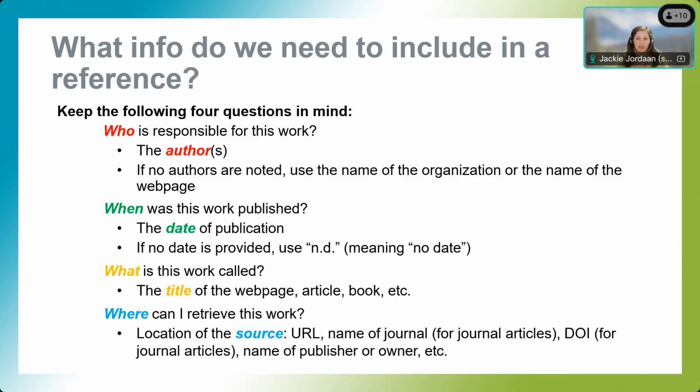And then the where. Where can I retrieve this work? This is the location of the source, the URL, the name of the journal, the DOI, or the name of the publisher or book. And we're going to walk through these different elements, the who, the when, the what, and the where in 2 examples. We're going to start off with a web article example.